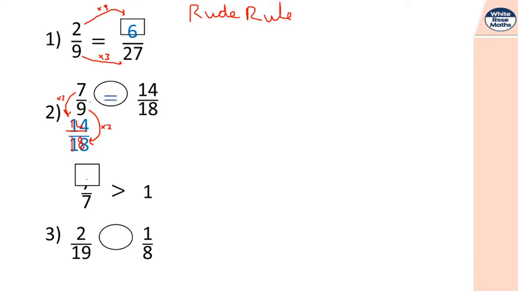Okay, let's look at the next one. So something sevenths is bigger than 1. We know that 7/7 equals 1. So basically all we need to do is choose a digit that's bigger than 7 to go on that side to make it bigger. So we could have 8, we could have 9, we could have 10, we could have any number that's bigger than 7.